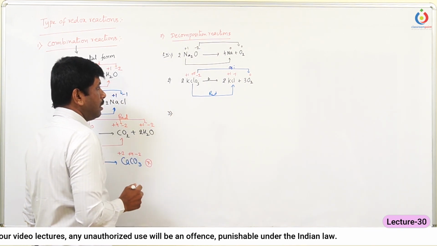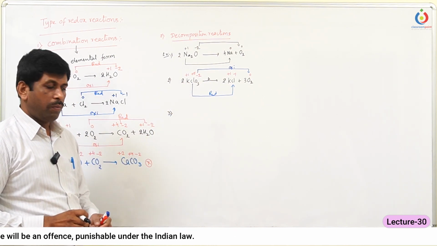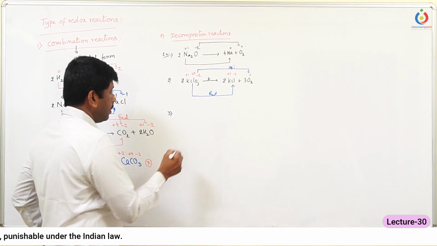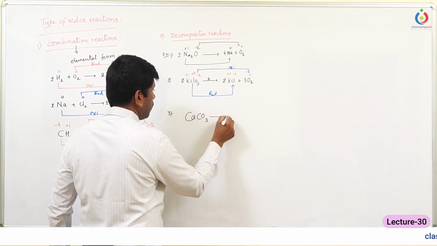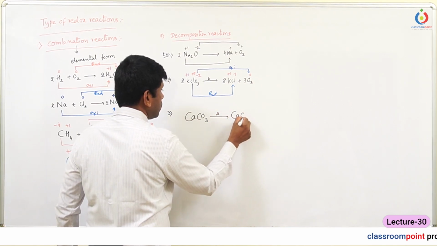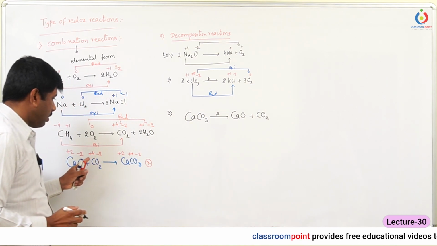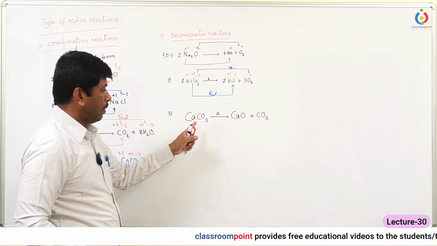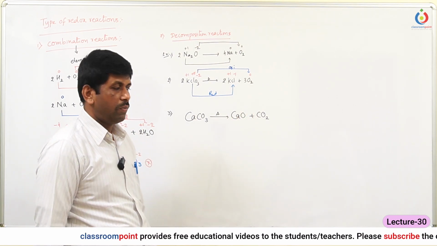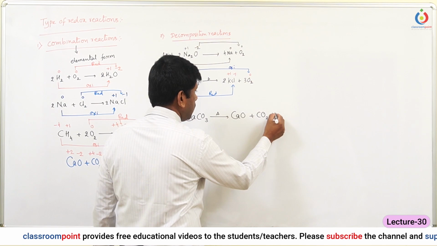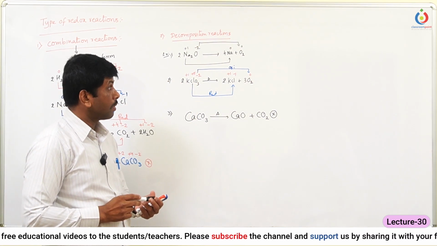what happens if both products are in the compound form. We shall take the same example, CaCO3, on decomposition gives CaO plus CO2. I had already given the oxidation states of the elements. So this decomposition reaction produces both compounds. No one is in the elemental form. So this cannot be called a redox reaction.